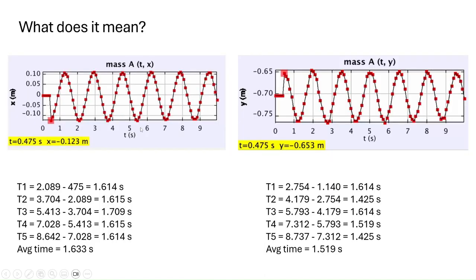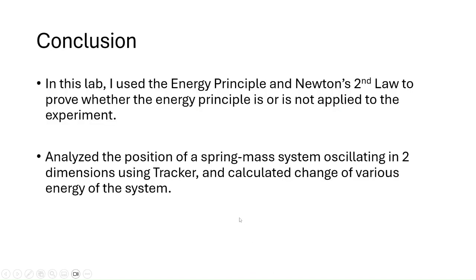So what does this mean? This is the calculated average time for an oscillation in the x-axis and an average oscillation for the y-axis. I needed this oscillation in the y-axis to calculate the spring constant, which affected the spring force and the spring energy and the change in energy in total.